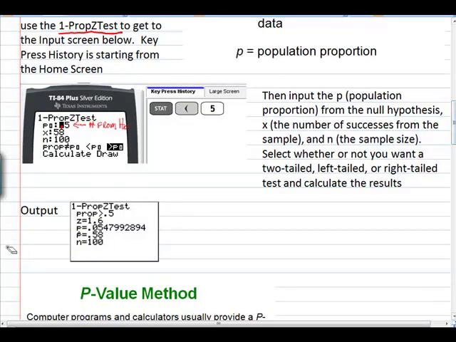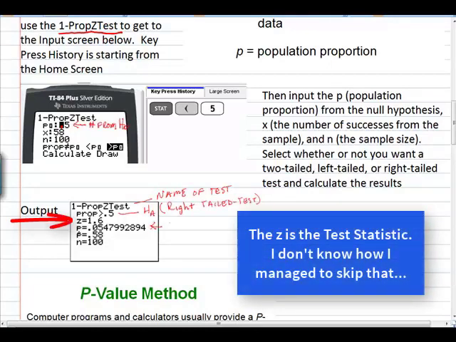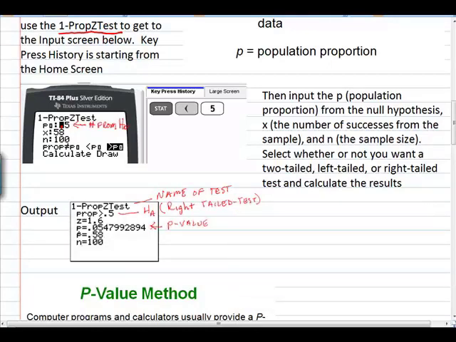The output screen then looks like this. And this is based on the XSort sample data that we used in 8.2's lecture, where we had 58 girls out of 100 births, and we wanted to test the claim that the percentage of girls is greater than 50%. If the XSort method worked, we would end up with a proportion of girls greater than 50% that we would expect to get due to nature. The output here tells you the name of the test. This tells you the alternative hypothesis. This is a right-tailed test. This number right here actually is the p-value. And then there's your p-hat and your n.